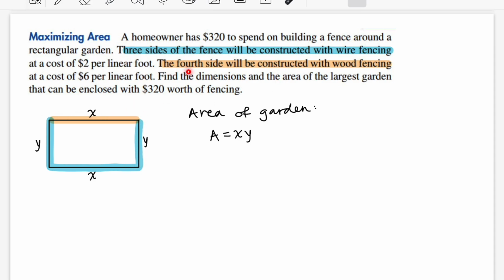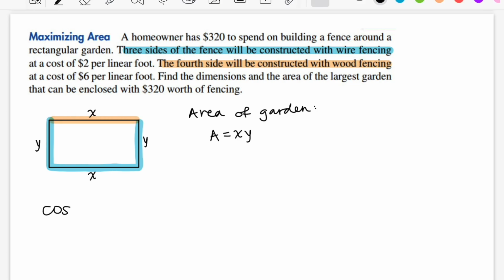And then we saw from here that the cost of this side is going to be $2 per linear foot, so that's going to be 2y, since y is our linear feet. Similarly, the cost of this side is going to be 2 times x, and this side is going to be 2y. Now, since the 4th side costs $6 per linear foot, this is going to be 6 times x.